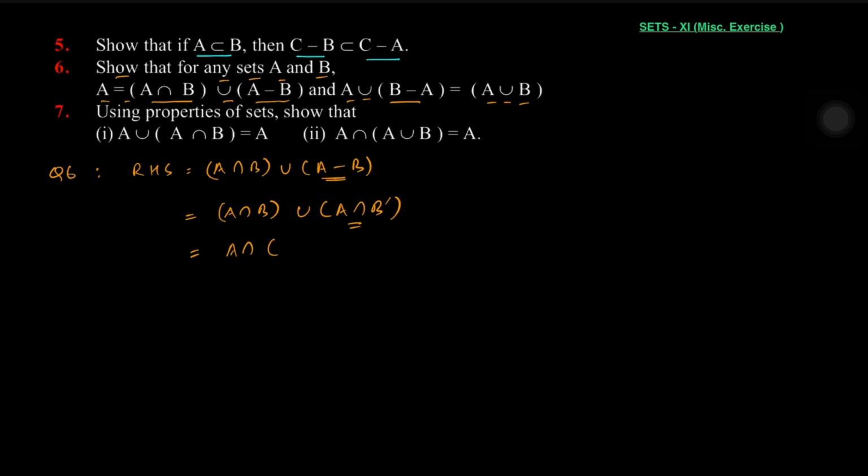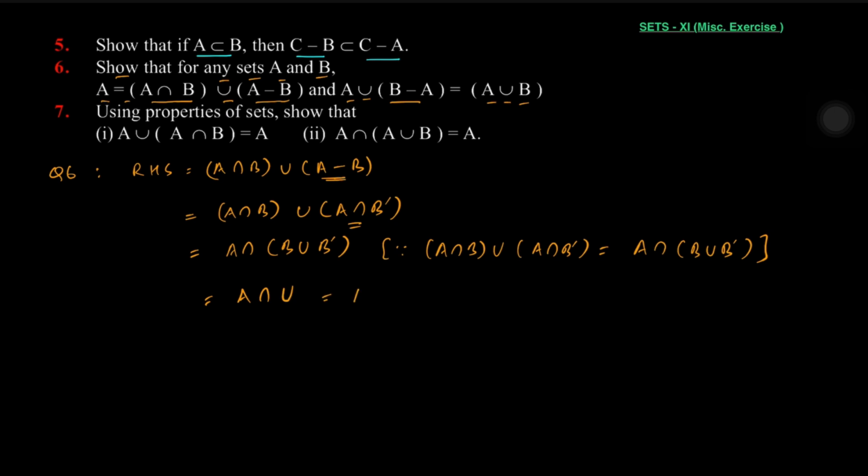A intersection (B union B dash). This is because (A intersection B) union (A intersection B complement) will be equal to A intersection (B union B complement). These two are one and the same, meaning that this part is equal to this part. So this will be equal to A intersection the universal set, and this will be equal to set A, as is clear from the laws, and this is our left hand side.